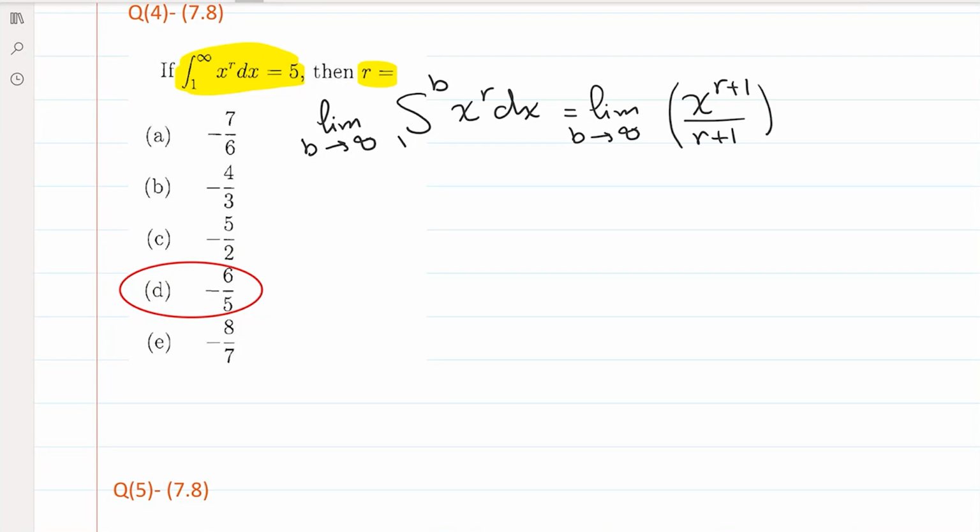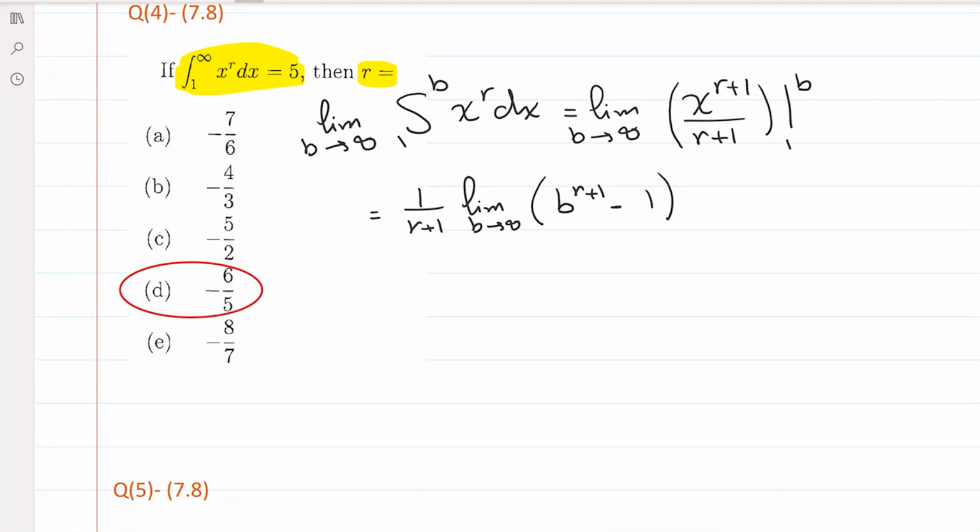You need to substitute the lower and upper bounds, 1 to b. You can take 1 over r plus 1 outside. Why? Because this limit is for b, so r is considered a constant, and the limit of the integral is substituted instead of x. So I can take r plus 1 outside, right? Substituting instead of x gives b to the power r plus 1, minus 1 to the power anything, which is minus 1.